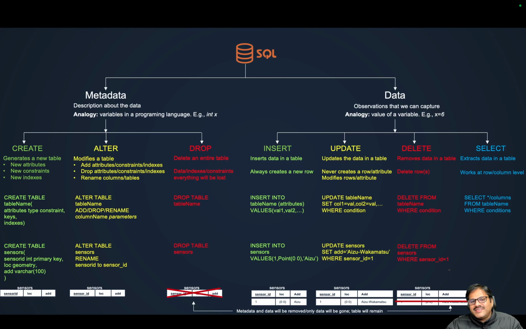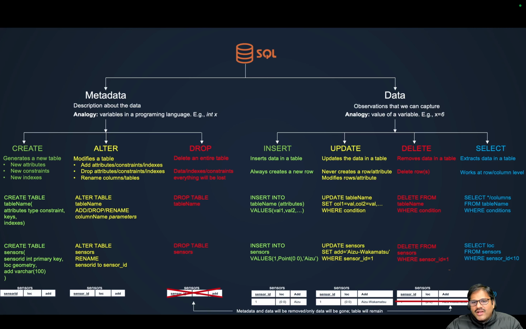The basic syntax for the select command is select star or column names from the table where conditions follow. Star means you will extract all the columns in a table, whereas if you specify the column names only that information will be extracted. Example is select location from sensors where sensor ID is less than 10.